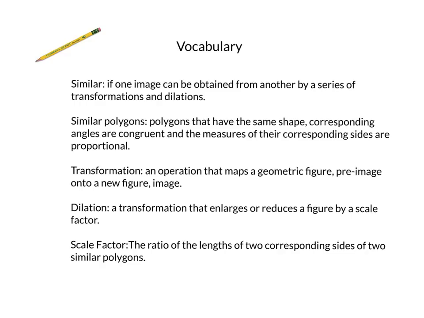Again, we're going to be using the words transformation, which is an operation that maps a figure from a pre-image onto a new figure, the image. Dilation is a transformation that enlarges or reduces, stretches or shrinks a figure by a scale factor. And that scale factor is really what we're multiplying by to get from one figure or pre-image to the next, or the ratio of the lengths of two sides of our similar polygons.